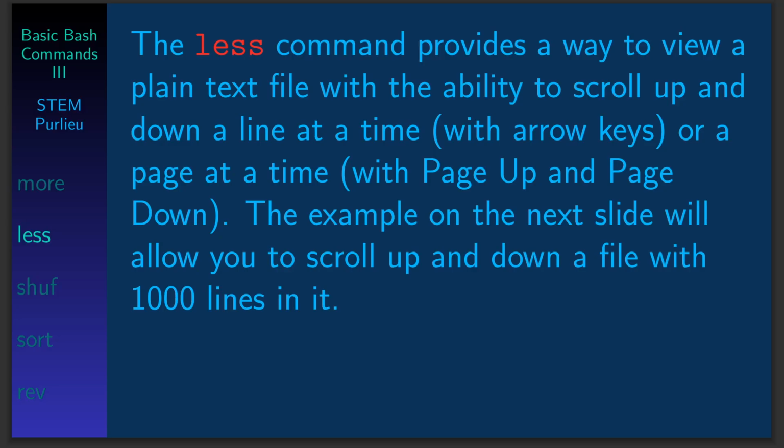The less command provides a way to view a plain text file with the ability to scroll up and down a line at a time with the arrow keys, or a page at a time with page up and page down. To quit, you use the Q key.